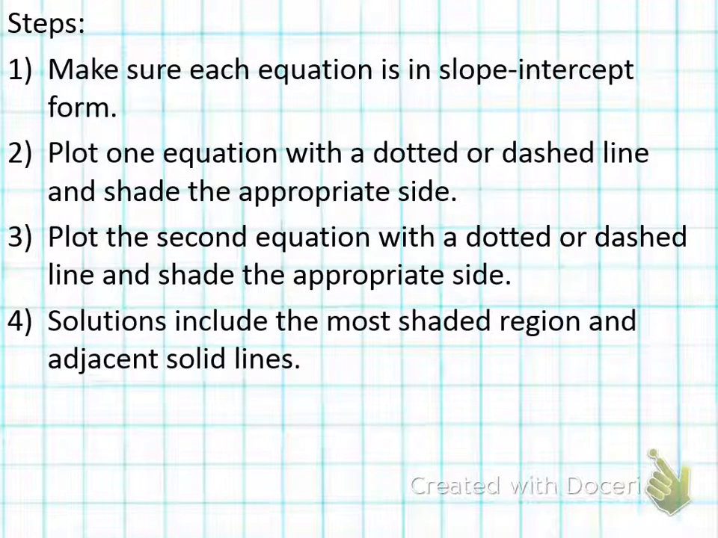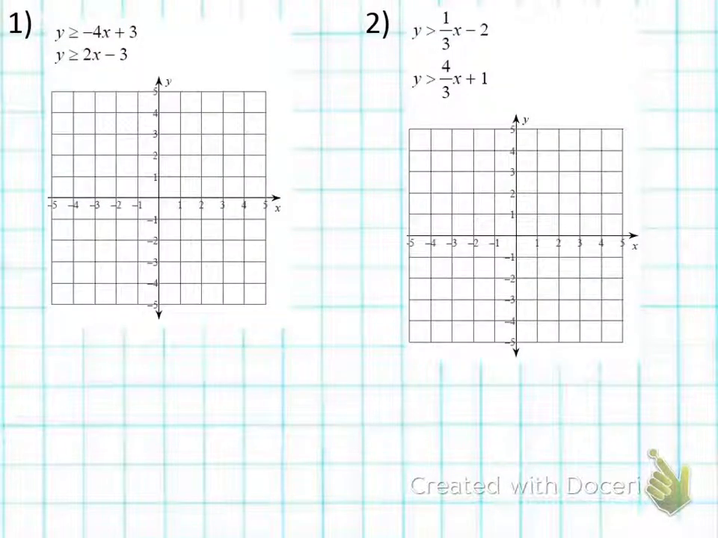are the steps if you're on the video. Make sure each equation is in slope-intercept form. Plot one equation with a dotted or dashed line. Plot the second equation, same thing. This is what we did yesterday, but we only did one of them. And then, of course, the solutions include the most shaded region and the adjacent solid lines. We're going to talk about that, okay? Anyways, here's number one. Just watch right now numbers 1 and 2.